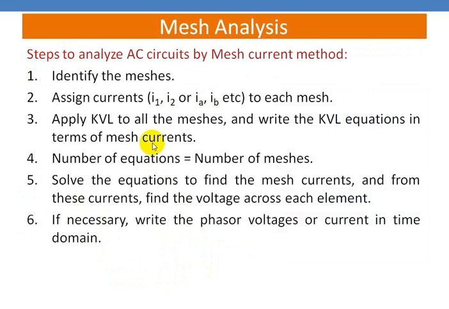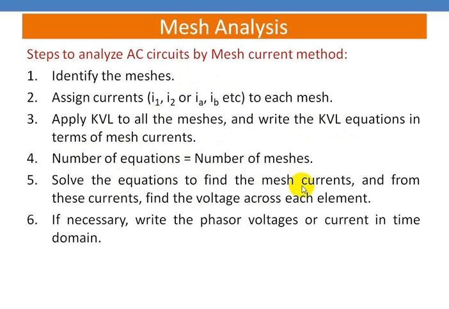Coming to the mesh analysis. Mesh analysis, the steps to analyze AC circuits by mesh current method. You have to identify the meshes, then assign currents to each mesh like I1, I2. So I1 indicates current in mesh 1, I2 indicates current in mesh 2, or you can give names as IA, IB, current in mesh A, current in mesh B. Then apply KVL to all the meshes and write the KVL equations in terms of mesh currents. Then the number of equations should be equal to the number of meshes. If there are 3 meshes, write 3 equations.